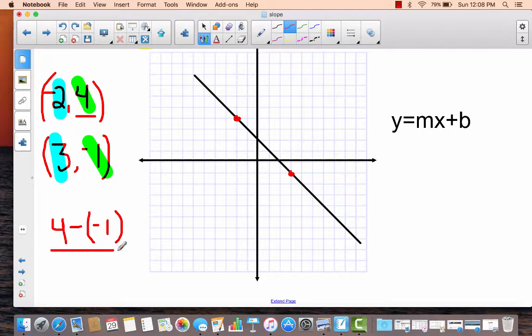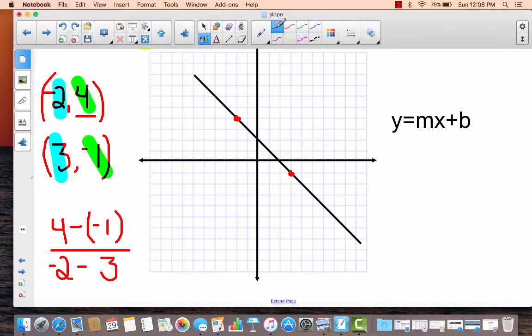determines where I start with my x's. So because the 4 came first, when I go to find the difference in my x's, the negative 2 has to come first. So this is going to say negative 2 minus 3. And all we're going to do is solve.